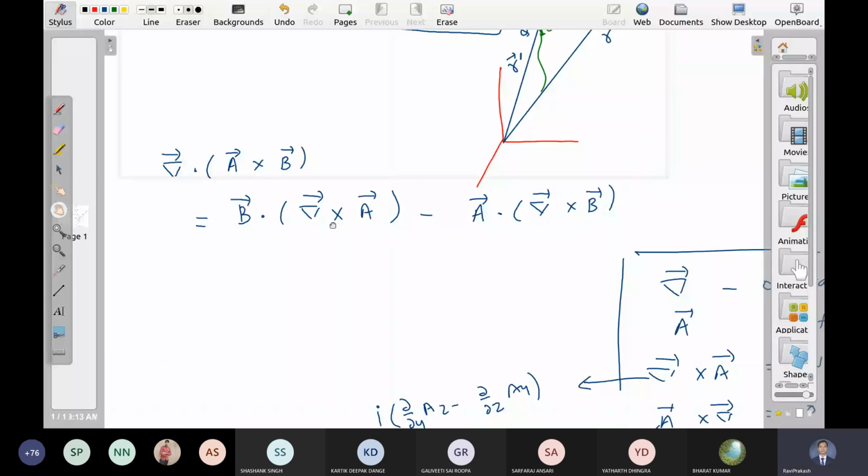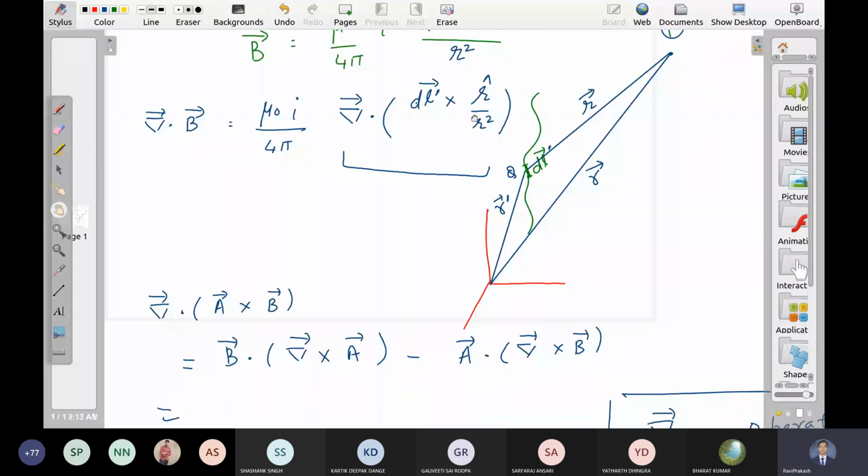So what do we get now? B dot del cross A. What is B here? It is R cap by R square, right? So when I change point P, what will change? dl prime? No. This vector? Yes, this vector will change. Why? Because this R is changing. R is changing, so that's why this curly R is also changing. R prime is not going to change.